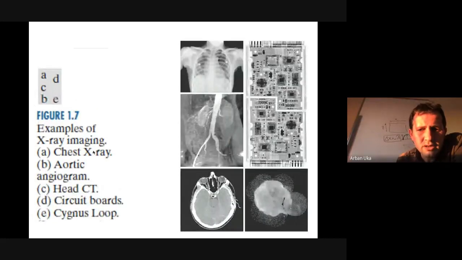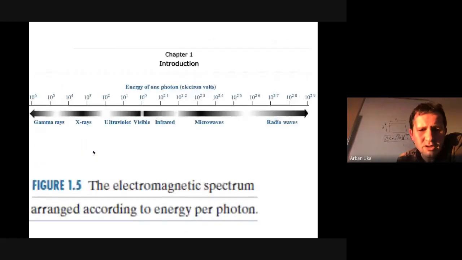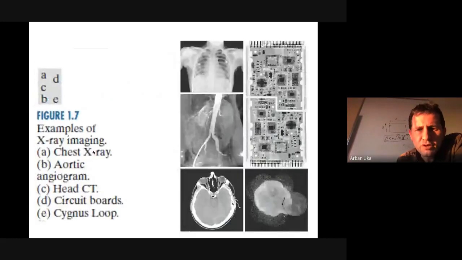Let's go to another imaging modality. So here we have examples of X-ray imaging. Let's go back. X-rays apparently have a longer wavelength when compared to the gamma rays. If the wavelength is longer, that means the resolution is lower.